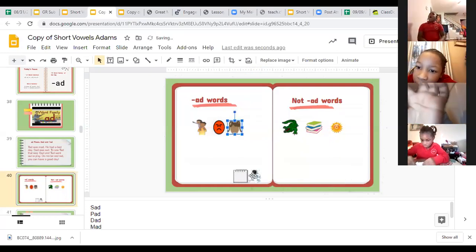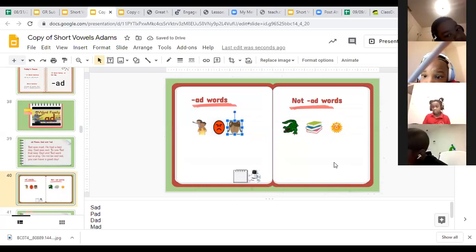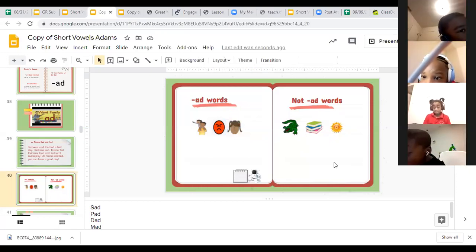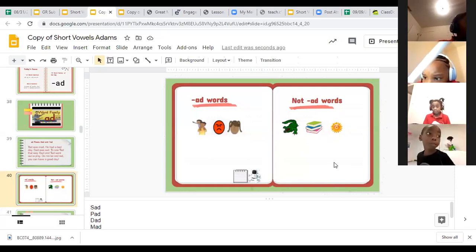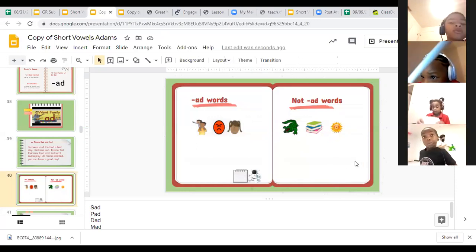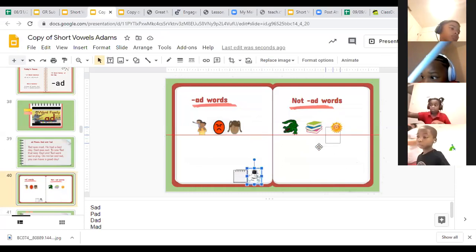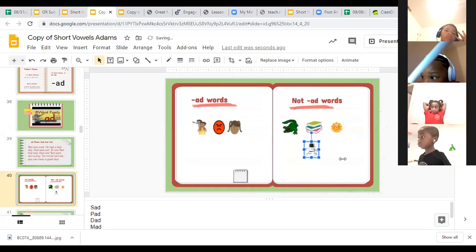What about astronaut? Astronaut. Calvin? No. No, it is not. And last one, Kamaya. What about the word pad? Is that an AD word?